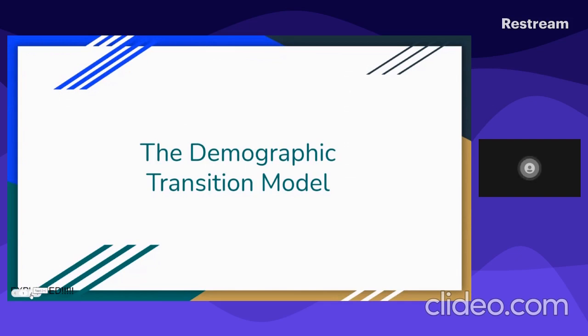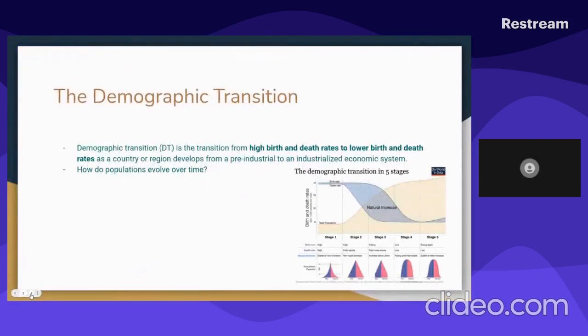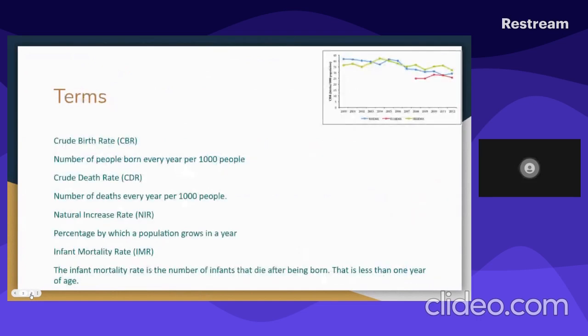This is the demographic transition model. The demographic transition is the transition from high birth rates and death rates to lower birth and death rates as a country or region develops from a high pre-industrial to an industrialized economic system. It tells how populations evolve over time.